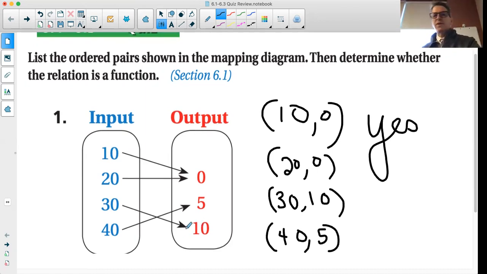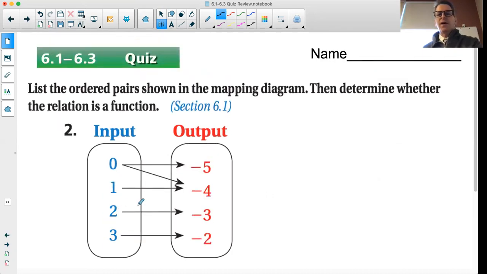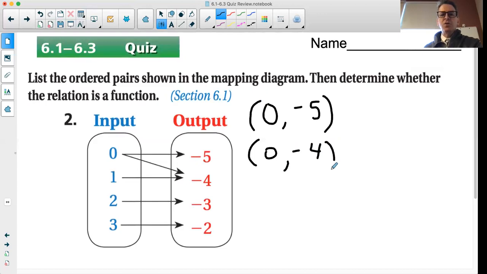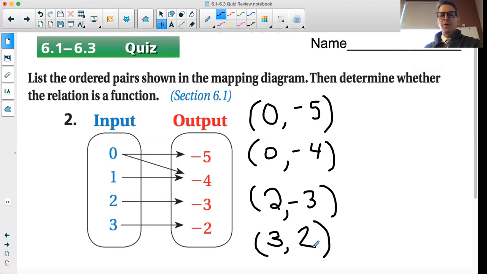Moving on to number 2, same thing, list the ordered pairs shown in the mapping diagram, then determine if the relation is a function. Let's start with the first one. Ordered pair 0, -5. Ordered pair 0, -4. Ordered pair 2, -3. Ordered pair 3, -2. Those are the ordered pairs being represented with the mapping diagram, inputs and outputs.